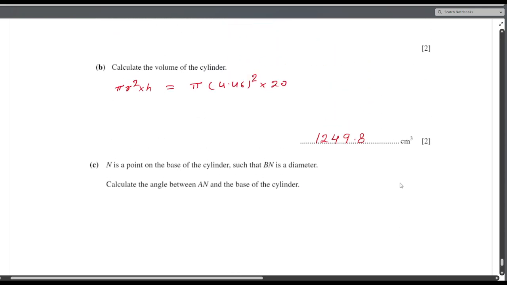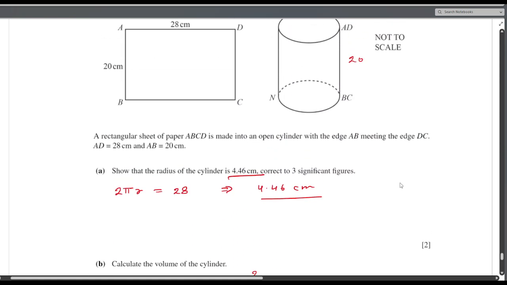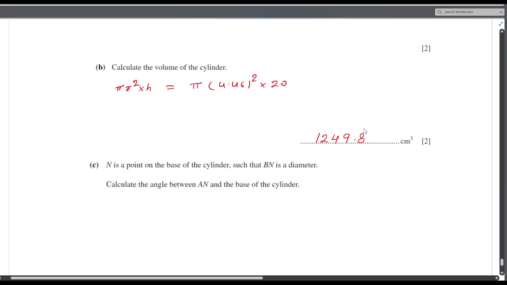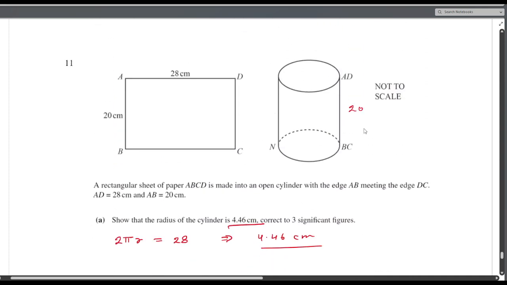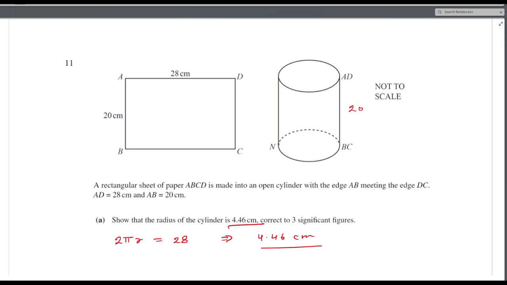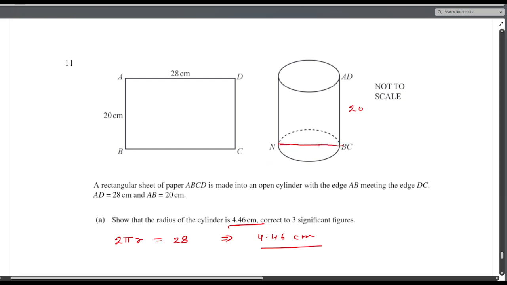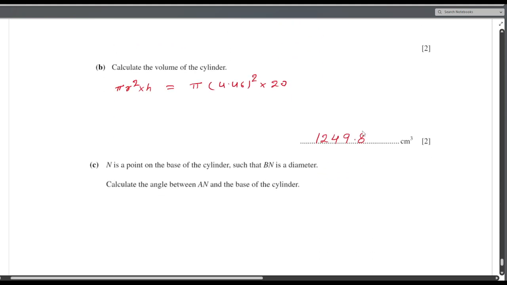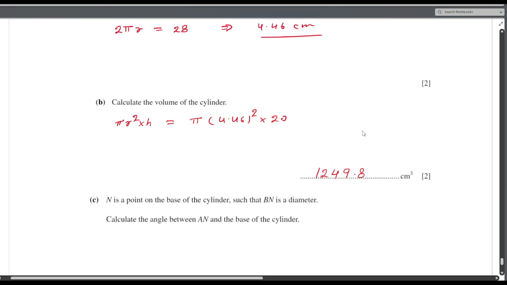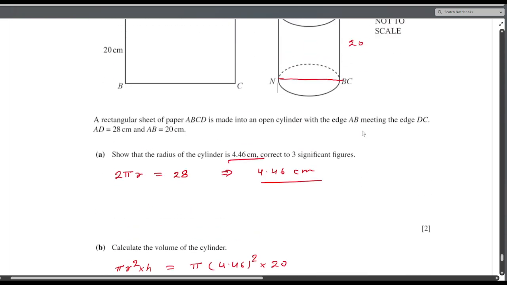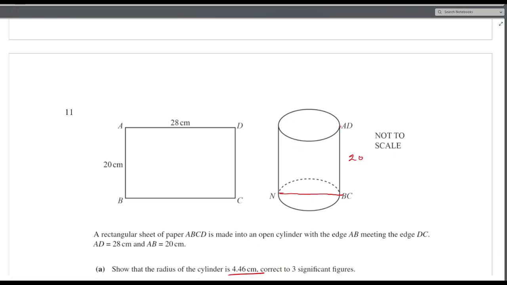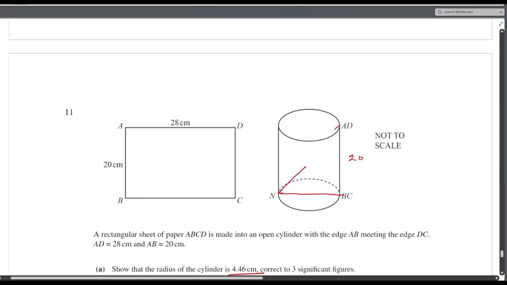Now the C part: N is a point on the base of the cylinder such that BN is a diameter. It is diametrically opposite end. Now calculate the angle between AN and the base of the cylinder. So this point A I will join with this N, and the base of the cylinder. This angle I have to find out. Let us consider this is theta. NB is 2 times your radius.